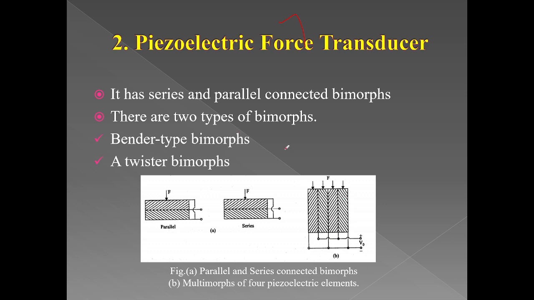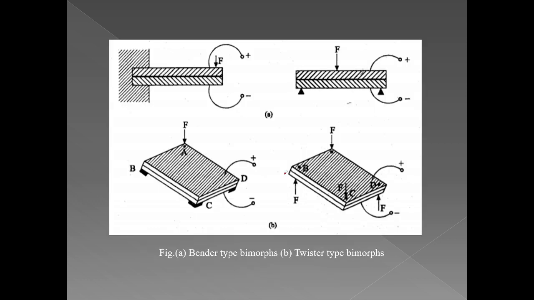So there are two types of biforms, bender type biforms and twisted type biforms. Twisted type means it can be easily rotated for all the 360 degrees. Okay, so there are two different types of biforms present. One is bender type and another one is twister type. So this is going to be the bender type and this is the twisted type biform.